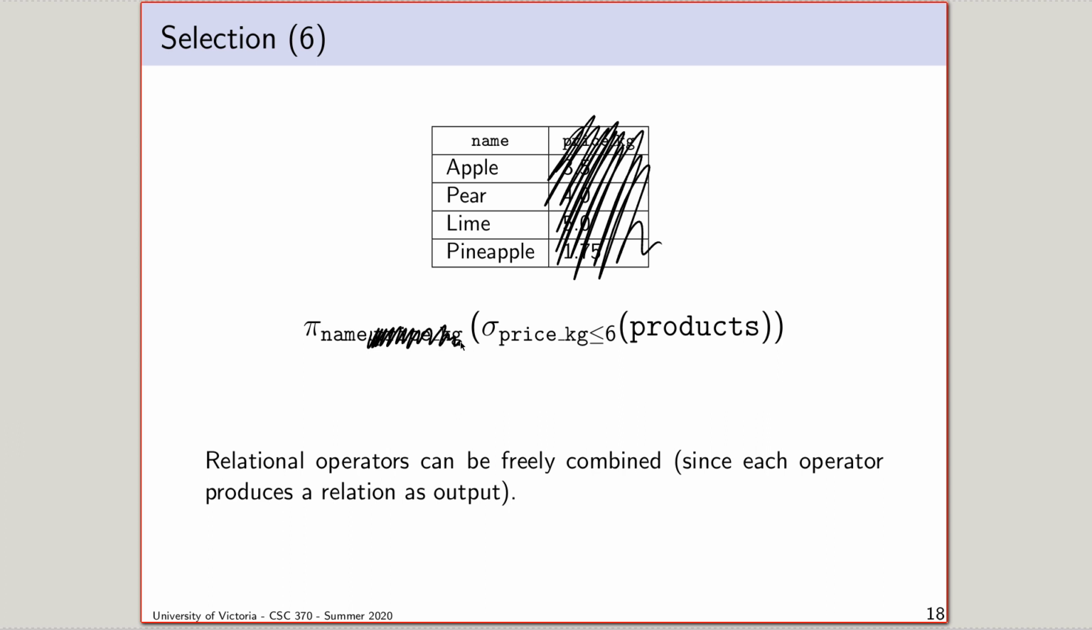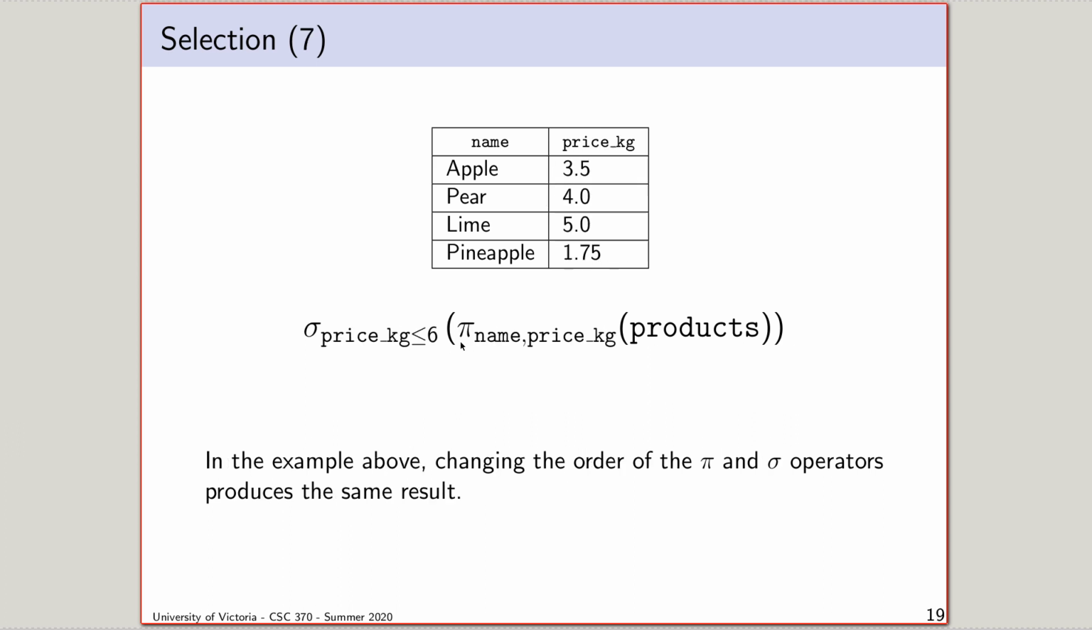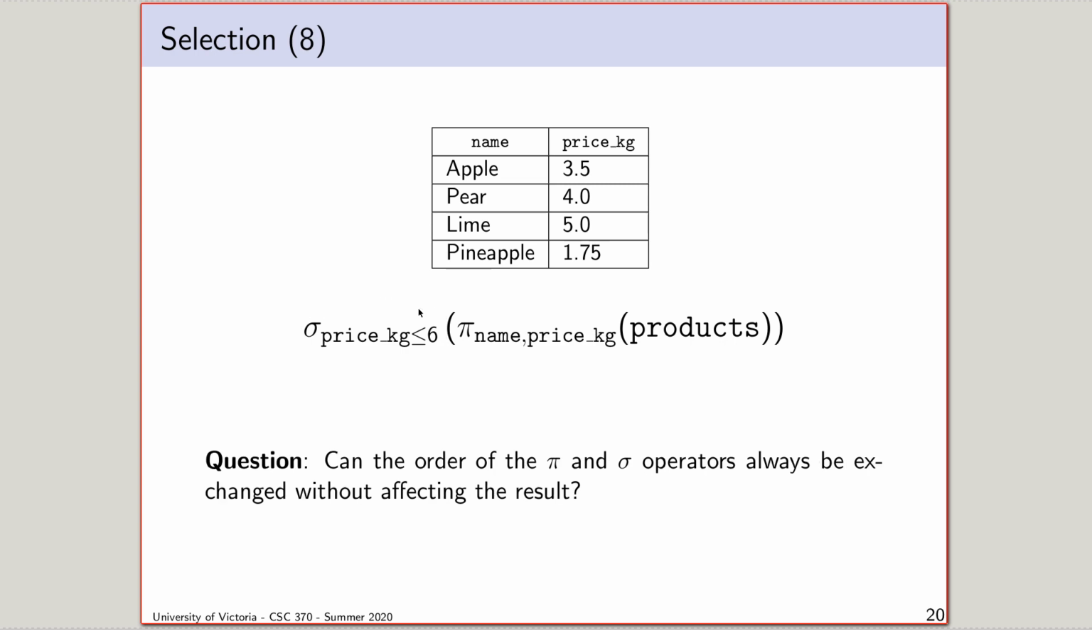Now think about what would happen if I swap these two operators. So that would be this. So what comes out of this thing is a list of names. The only column in the result of the pi operator is name. And how am I allowed to search for price if there is no price column? So here I can't reverse the order of these operators if I'm projecting out a column that I need later. So the answer to the question is no for that reason.